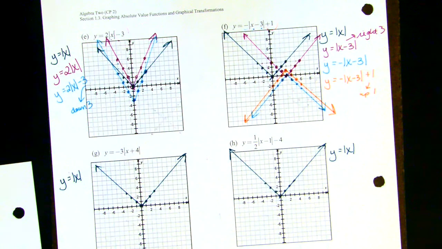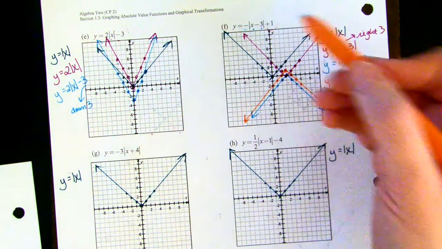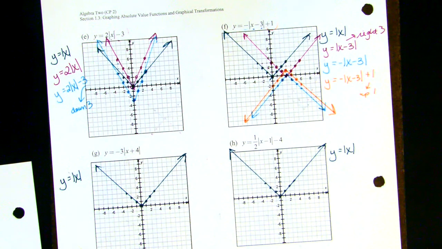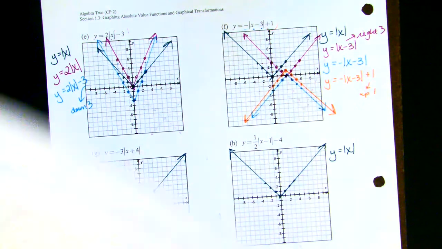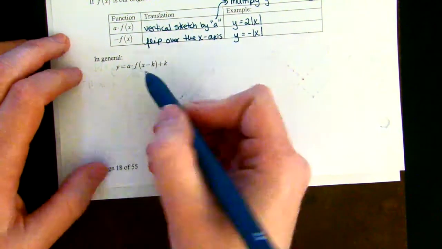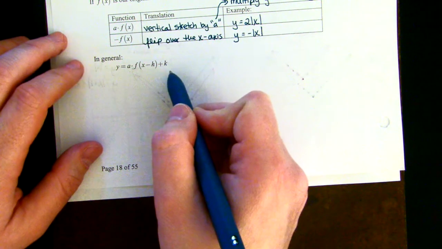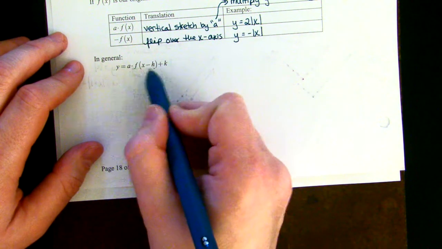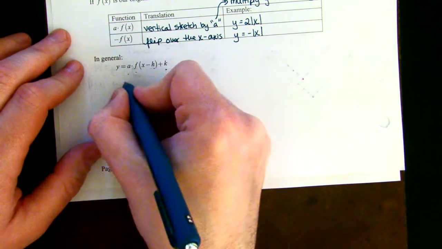Now, if you're not liking what I'm talking about when I say, like, if we were plugging in a number for the x, what would we do first, second, third? There's another way we can deal with this. Can you take a moment and go back to page 18? On the bottom, in general, our transformations are going to look like y equals a times f of x minus h plus k. Notice the minus h is inside the function, the plus k isn't. The a is multiplied by our function.